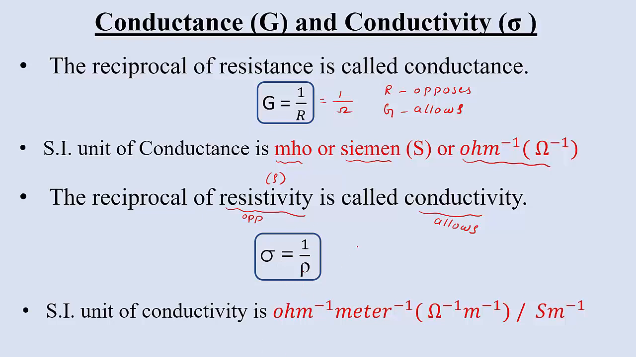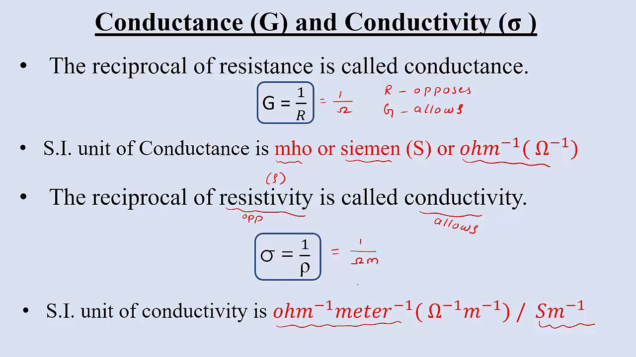And the SI unit. So 1 by rho. Rho indicates resistivity. The resistivity unit is ohm meter. So the SI unit of conductivity will become per ohm per meter, or Siemens per meter, because Siemens means per ohm. Siemens per meter or per ohm per meter is the SI unit of conductivity.